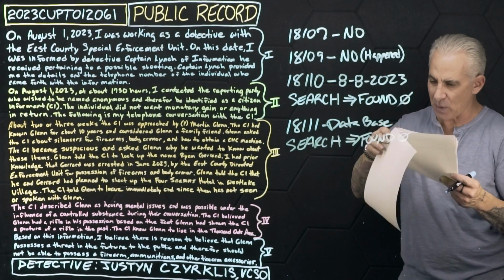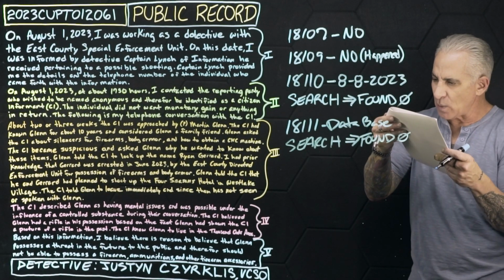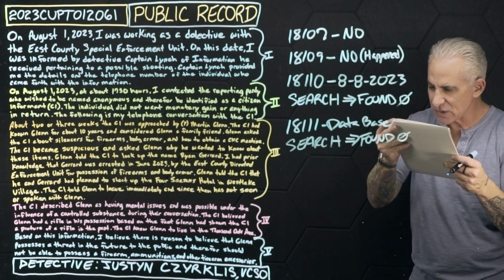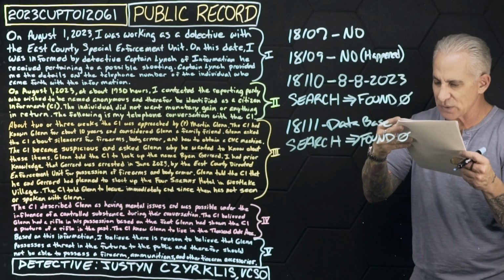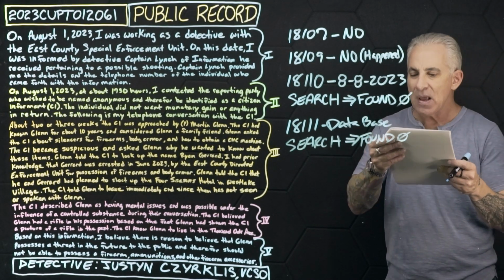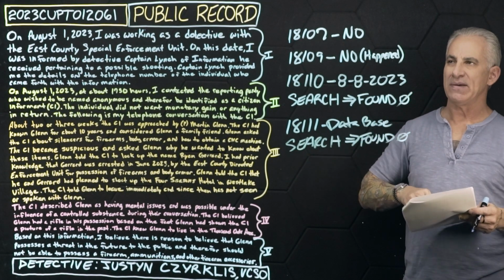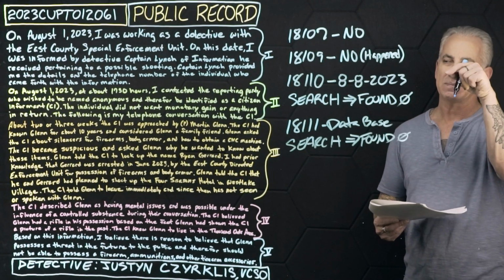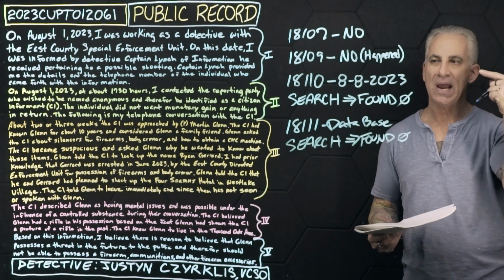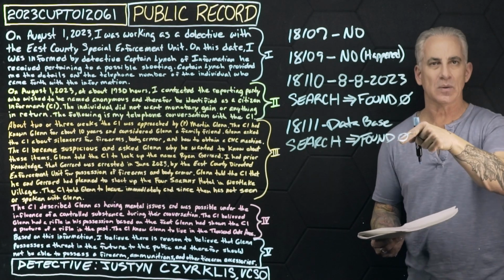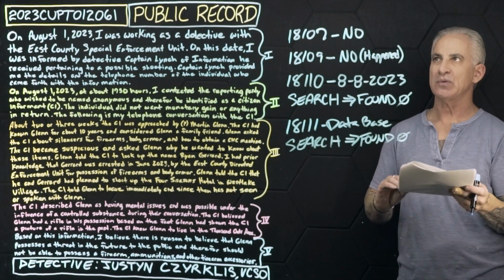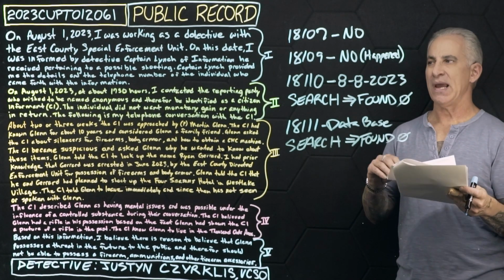I'm not sure why I have the wrong one. And this is 18115. The court shall notify the Department of Justice when a gun violence restraining order is issued. So Penal Code 18115 is on August 23rd when the Second Amendment right was taken away and the 1 year was stipulated. The Department of Justice was notified that I received a GVRO.